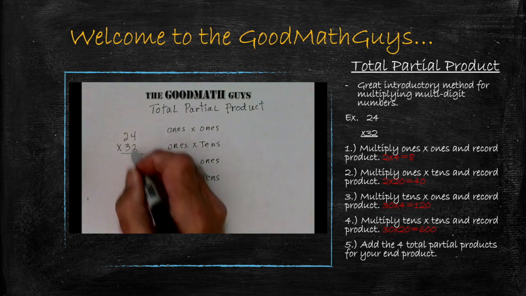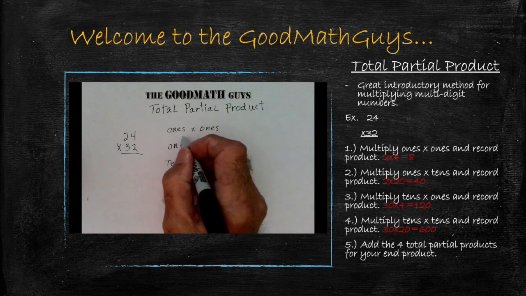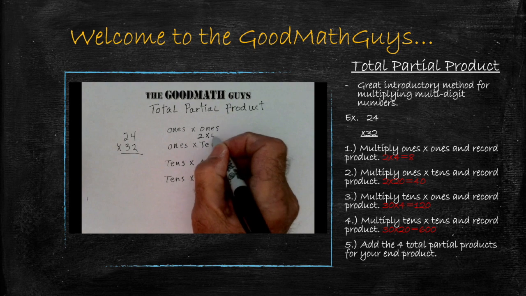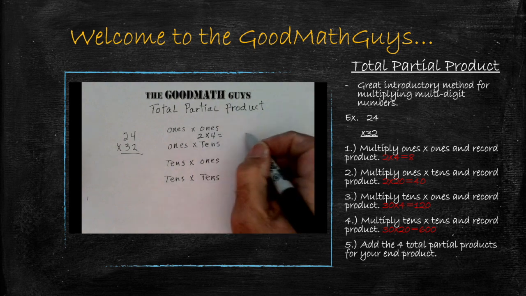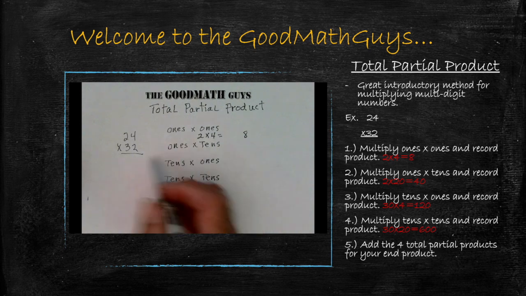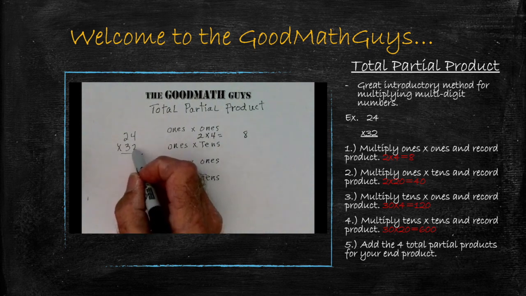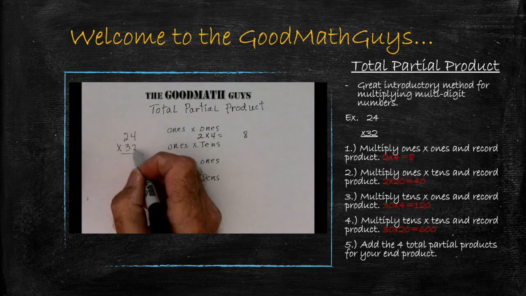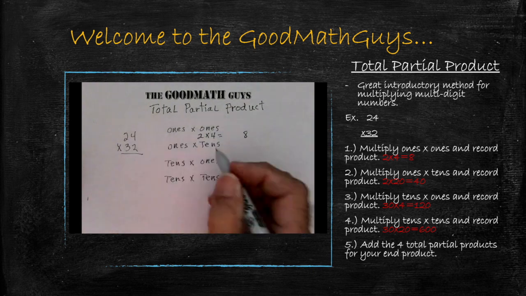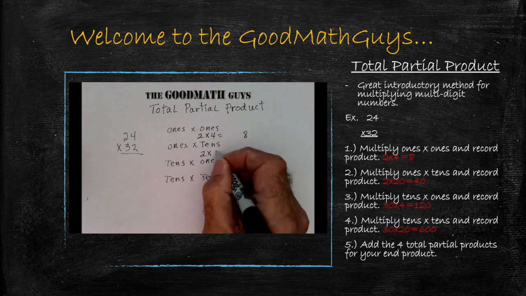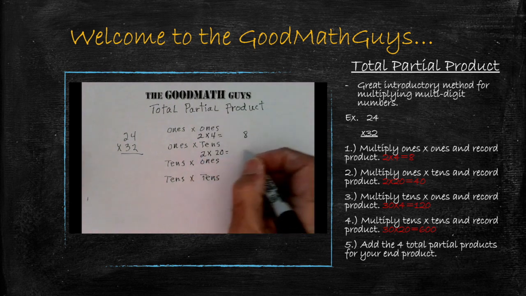So to multiply ones times ones, that's going to be 2 times 4, which equals 8. And then we're going to do ones times tens. So that would be this 2 times this, which is not a 2, it's a 20. So it would be 2 times 20. 2 times 20 equals 40.